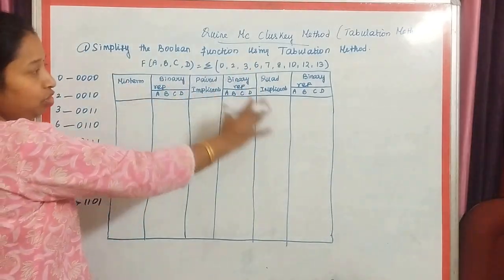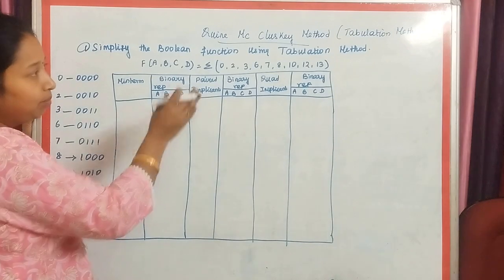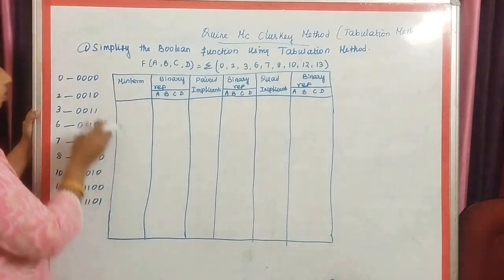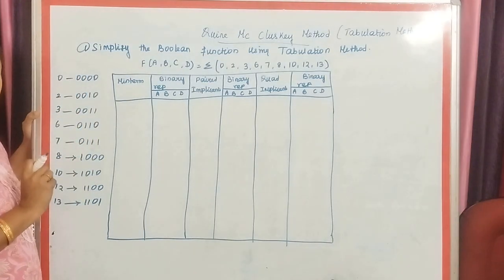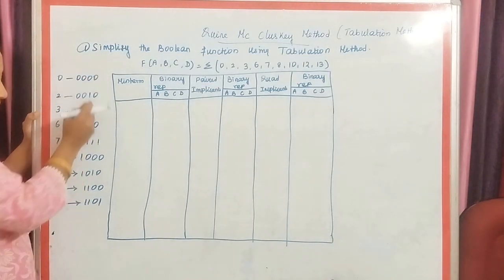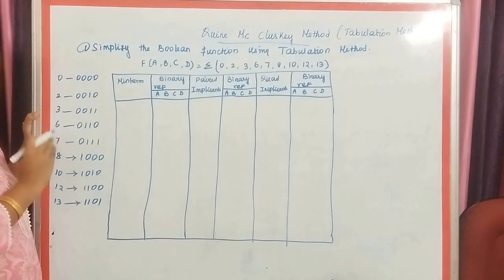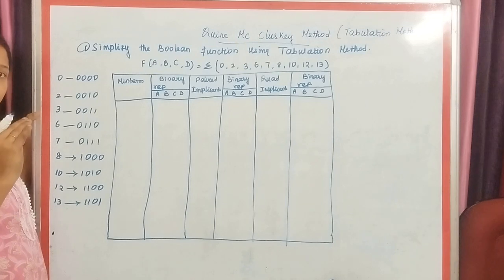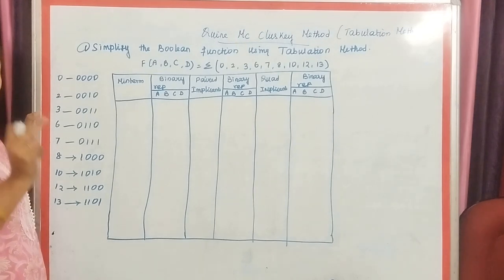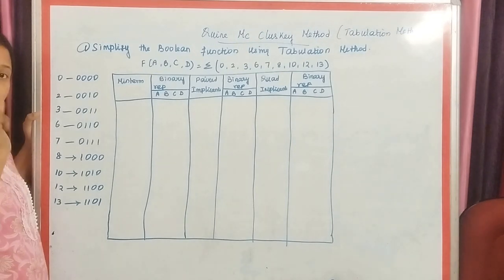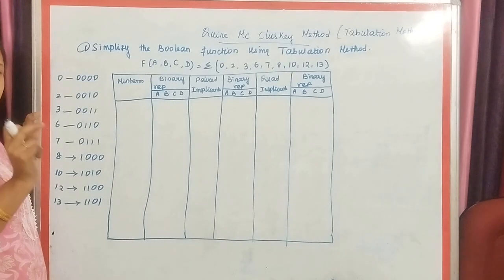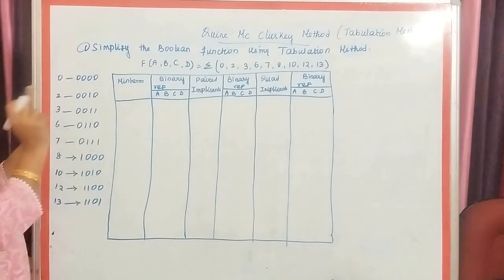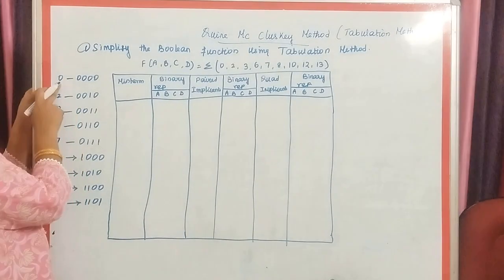Clear? This is how you'll be doing the tabulation. Now you have to fill in this table. How do you do that? Based on the minterms, your first step has to be to categorize these minterms based on the number of occurrences of the number 1. Based on how many times the number 1 is occurring, you will classify these minterms into different groups. First, let's take the number 0.